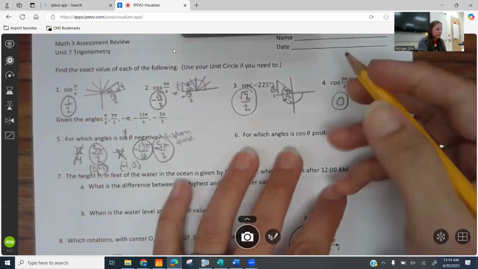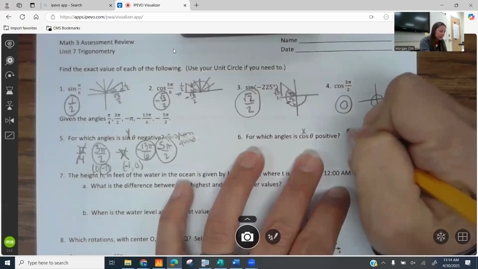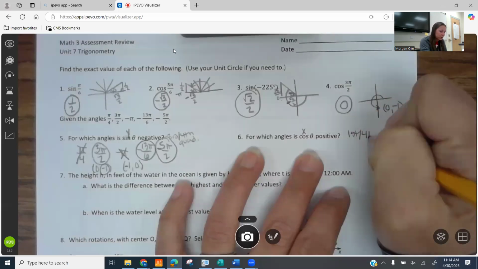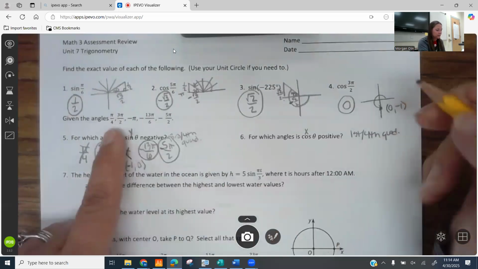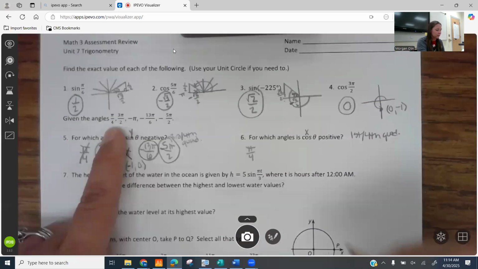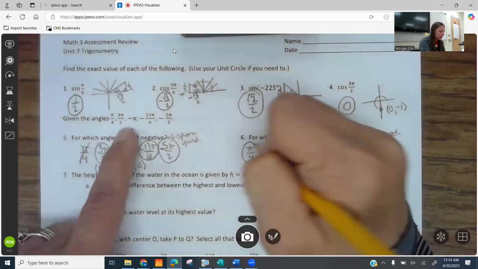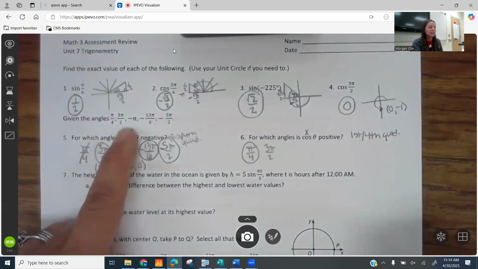Now, where is cosine positive? Well, think cosine is x. Well, where is x positive? In the first and the fourth quadrant. So as long as these are in the first and fourth quadrant, we're good. Well, pi over 4 is in the first quadrant, so we're good. 3 pi over 2 actually lands on the axis.